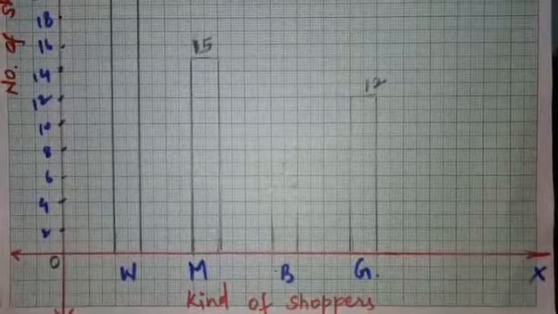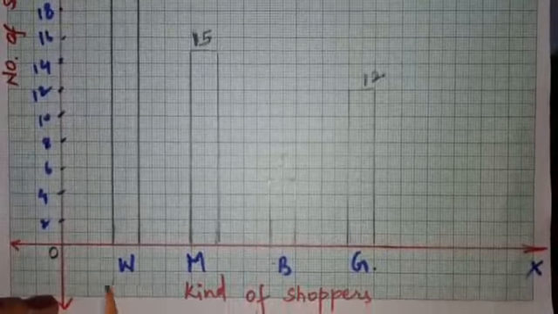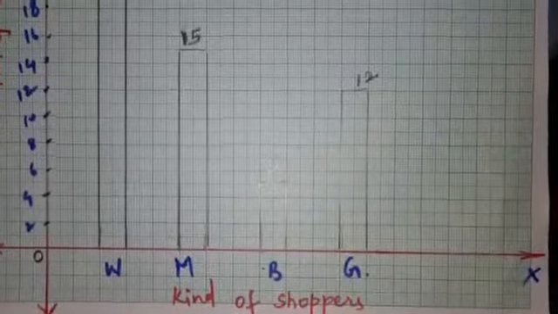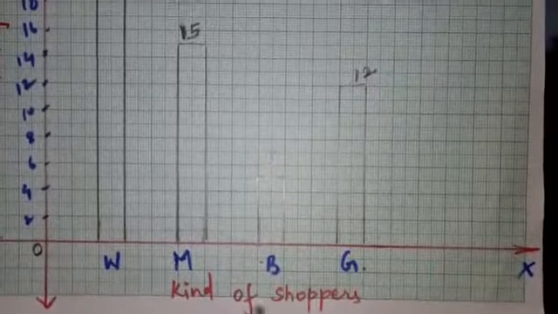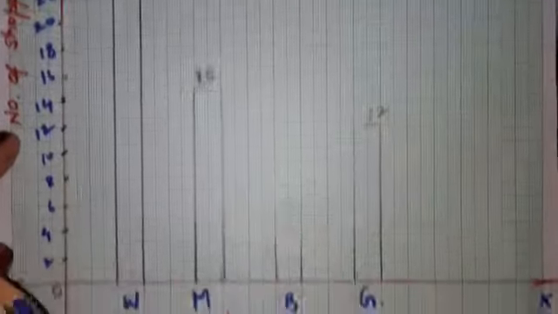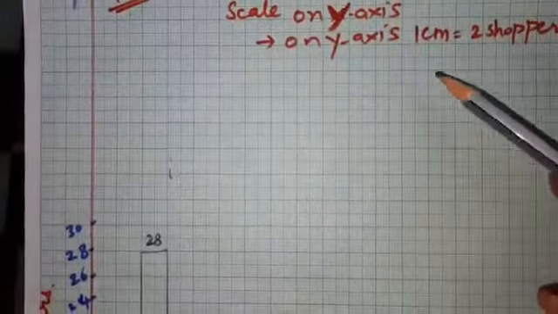Just check that you have written these things: the x-axis should be mentioned, the y-axis should be mentioned. Then write down what is mentioned on the x-axis, that is kind of shoppers, and what is mentioned on the y-axis, that is number of shoppers, and at last don't forget to write the scale on the y-axis. Complete question number 1 and 2 of exercise 5.1. Draw the graph in the graph book. Thank you.